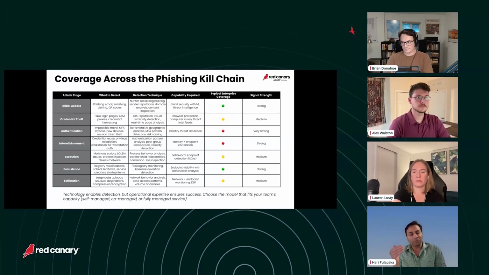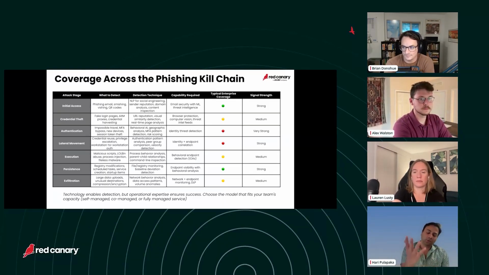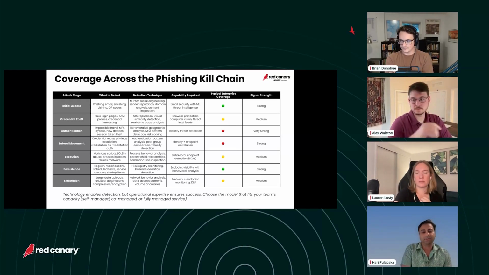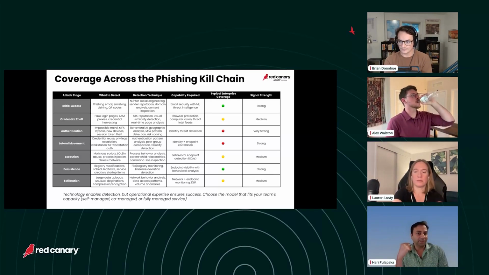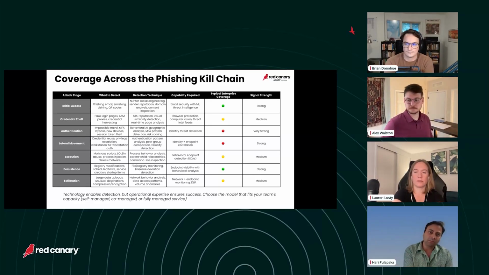But look at the value for the buck. I gave you two examples, Cozy Bear and Scattered Spider, where Overwatch, which is CrowdStrike's managed service, was able to detect primarily by looking at the logs for identity. So these are the kinds of things that actually give you a real big bang for the buck. Clearly, you want to have solid endpoint.